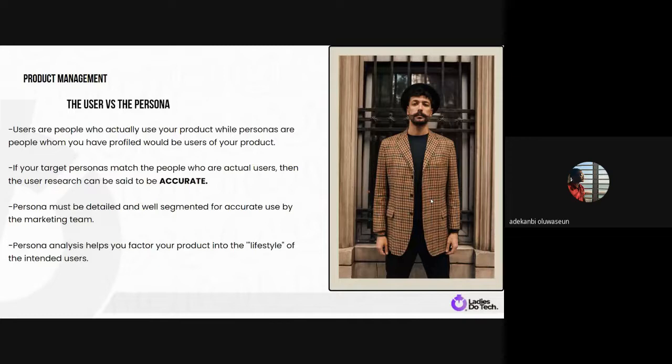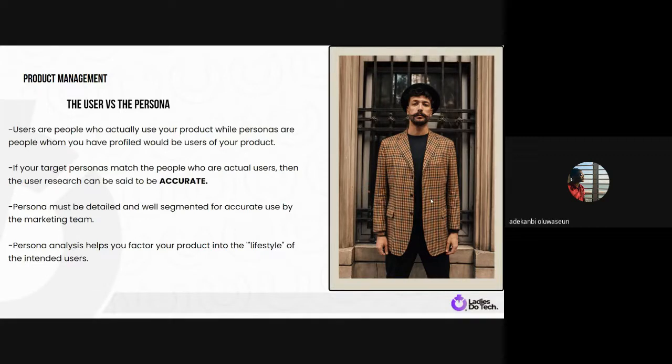Now, there are two basic things that you must learn also. People use them side by side. You hear the user, you would also hear the persona. Now, users are people that actually use your products, like from the word, people that actually are using your products. Meanwhile, personas are people who you have profiled, that would be likely, people who you know there is a high chance this is the segment of people that will use this product eventually.